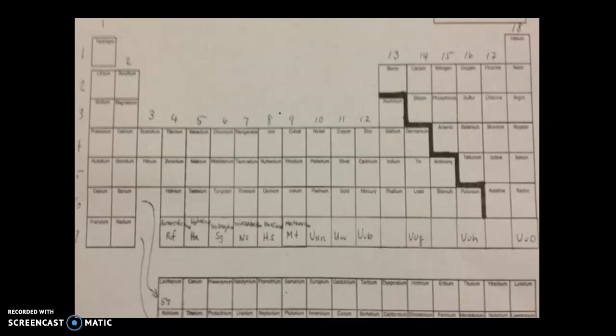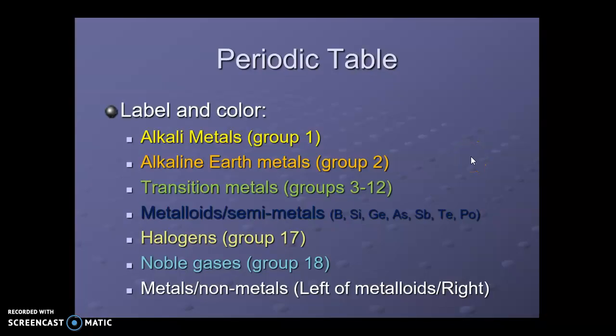So with the coloring, what you're going to do is choose a color. It doesn't have to be the colors I have labeled here, but you're going to choose a color for each group or family. So keep in mind that on the periodic table, the families are in columns and the periods go across horizontally. So you're going to choose 1, 2, 3, 4, 5, 6, 7 different colors. So stop the video until you have 7 colors and then you can begin to color.